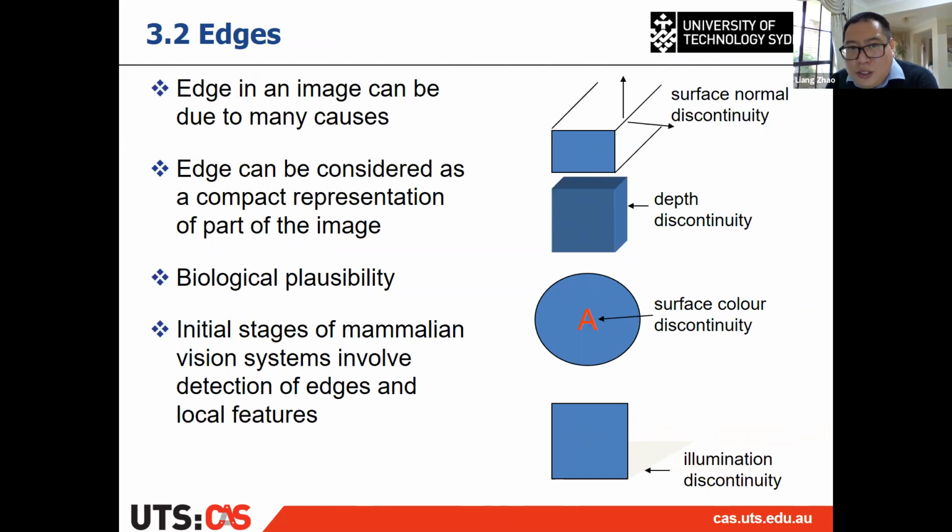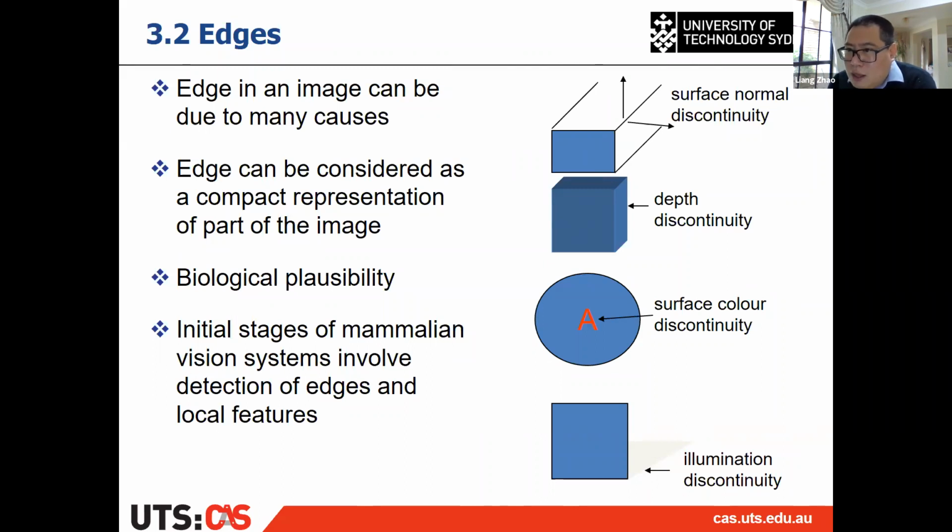First, let me introduce the edge feature. The edge feature in the image can be due to many causes. For example, if you look at the figures on the right, the edge can be caused by surface normal discontinuity. If you have an object and the surface normal is not continuous, then there's an edge, all right? And if in the image the depth is not continuous, then there will be a line feature as well.